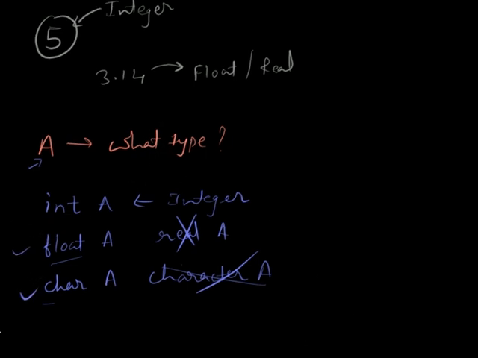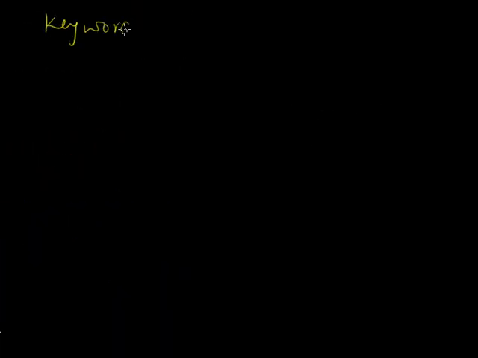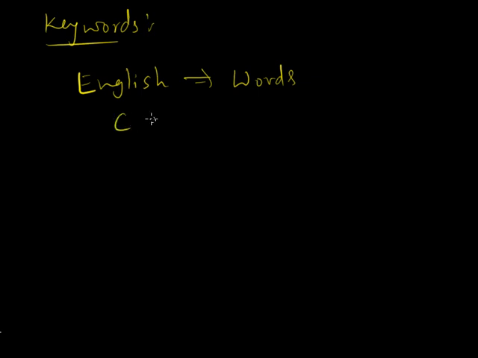Okay, now let us move on to another topic known as keywords. Let's take English. What do we have in English? English has words, which are defined in the dictionary, which already have a meaning, so that you understand words. Now, the C language has keywords: words which are in the dictionary of the C language, words which are only understood by the compiler.